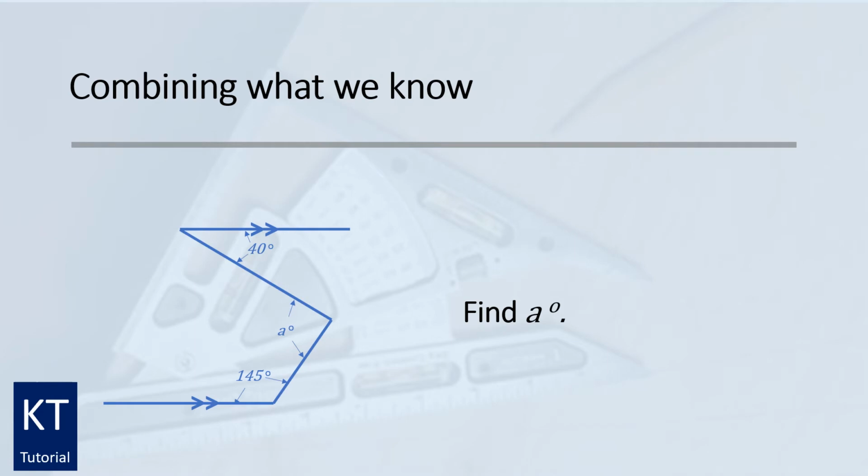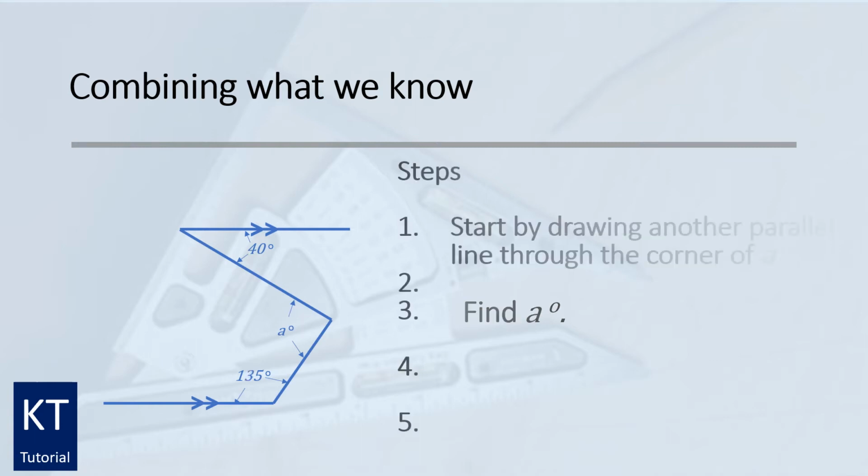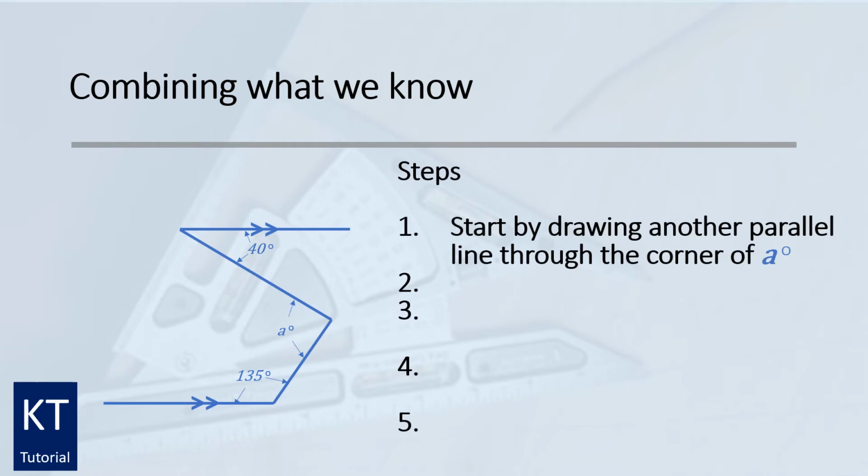In order to demonstrate how we can use angle facts, I will take you through this example involving the identification of angle A from the diagram on this page. Here are the steps. Start by drawing another parallel line through the corner of angle A. Next, you break angle A into angles B and C, with one being above and the other being below this parallel line.